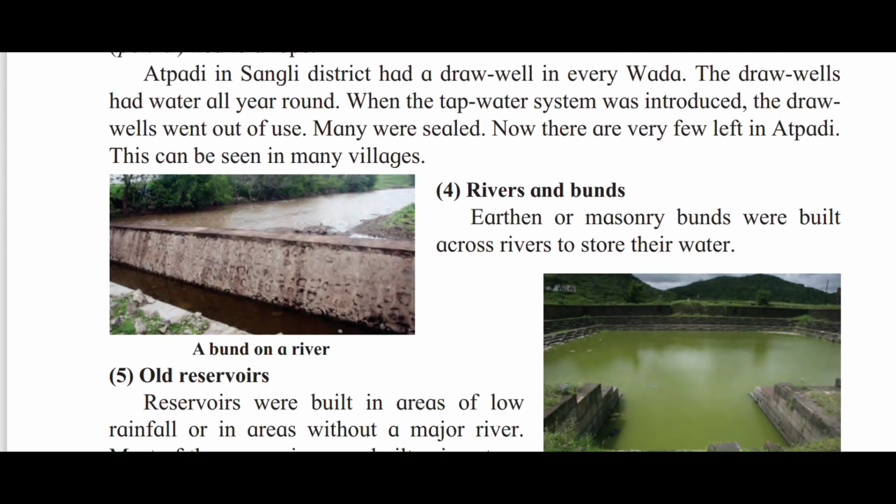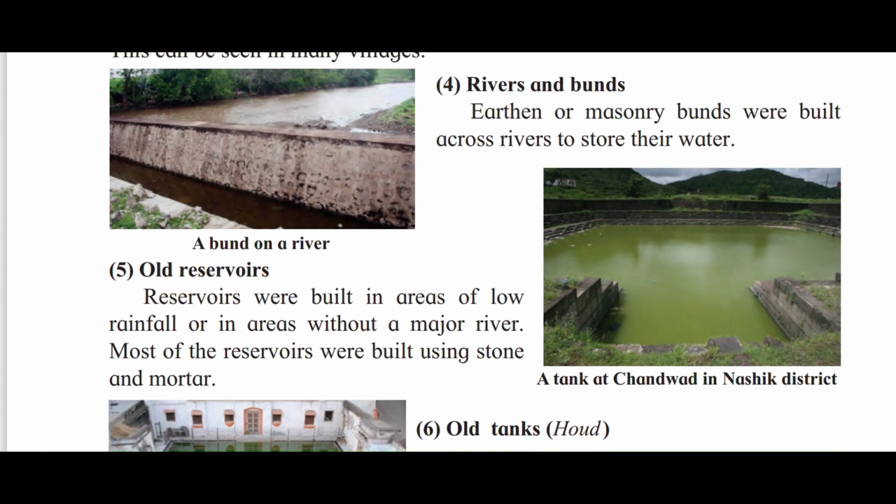The fourth one is the rivers and bunds. Earthen or masonry bunds were built across the rivers to store their water. The fifth one is the old reservoirs. Reservoirs were built in areas of low rainfall or in areas without a major river. Most of the reservoirs were built using stone and mortar.